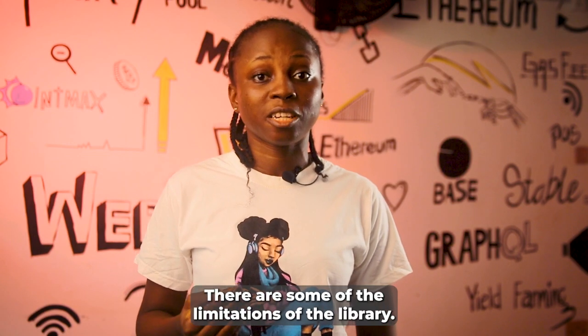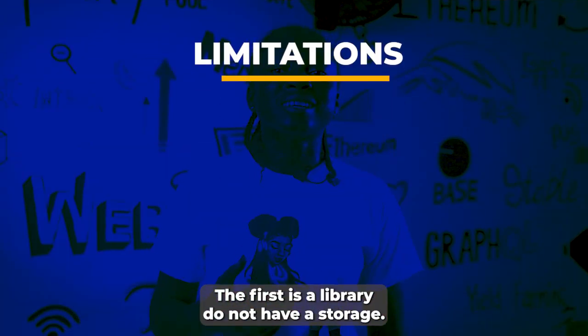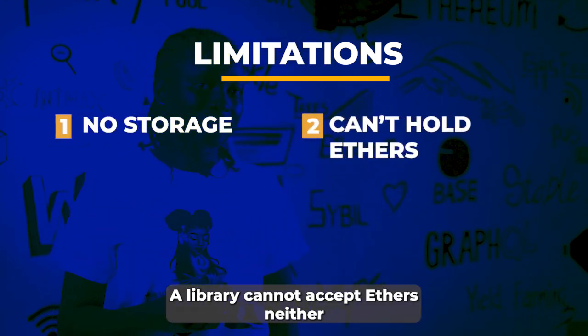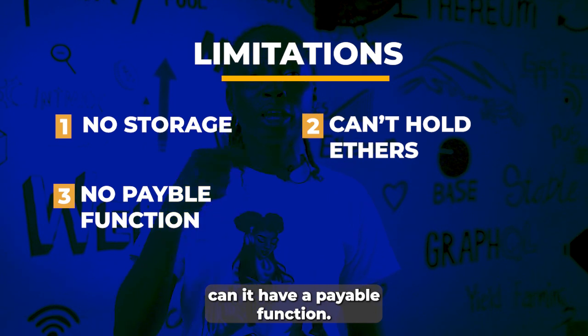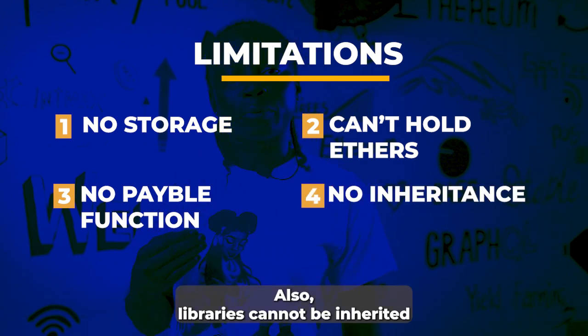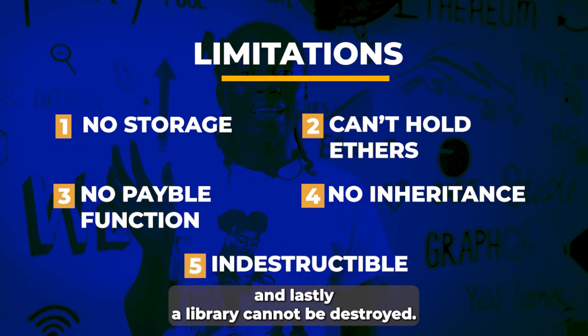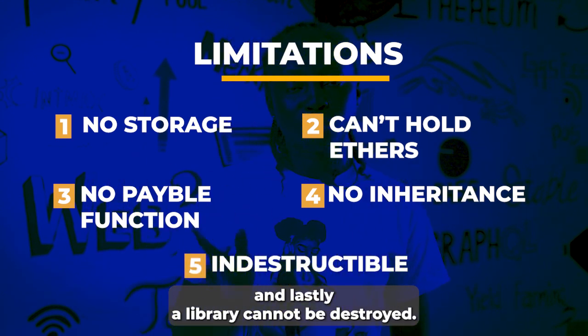Here are some of the limitations of a library. The first is that a library does not have storage. A library cannot accept Ether, neither can it have a payable function. Also, libraries cannot be inherited, nor inherit other smart contracts. And lastly, a library cannot be destroyed. It is indestructible.